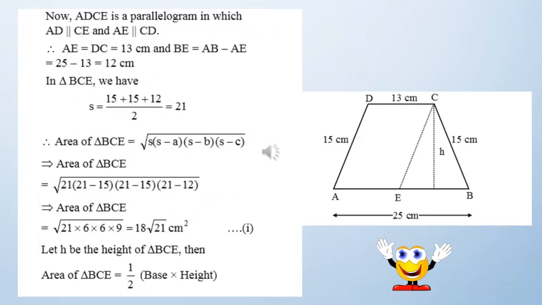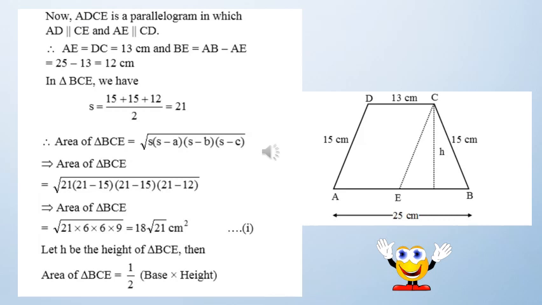Copy the figure for your reference. ABCD is a trapezium in which we have constructed a line CE parallel to AD. Now it has divided the trapezium into two parts, one is a parallelogram and one is a triangle. So AECD is a parallelogram. Why is it a parallelogram? Because we have constructed a line CE parallel to AD.